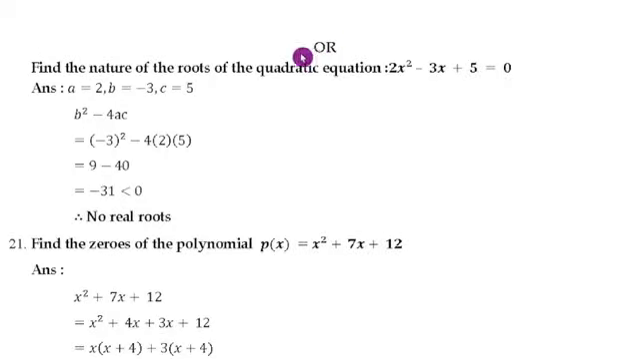For this question you have a choice, that means find the nature of the roots of the quadratic equation. So you should find the nature of the roots of the given quadratic equation. So a value 2, b value minus 3, c value 5. To find the nature of the roots, we have a formula: delta is equal to b square minus 4ac. So b value minus 3 whole square minus 4 into 2 into 5. 4 2s are 8, 8 5s are 40. So 9 minus 40 will become minus 31, that is less than 0. Therefore there are no real roots.